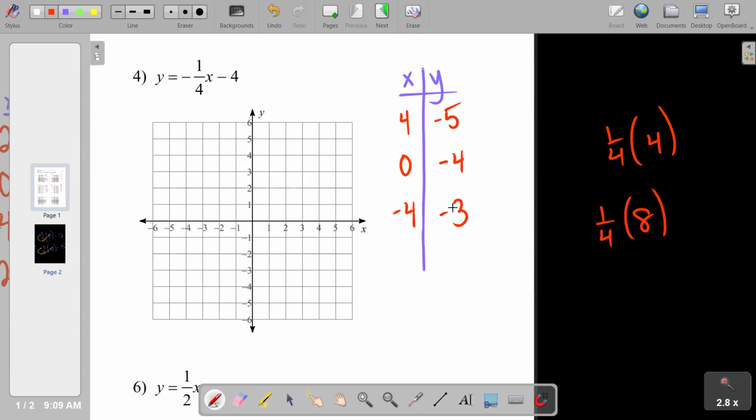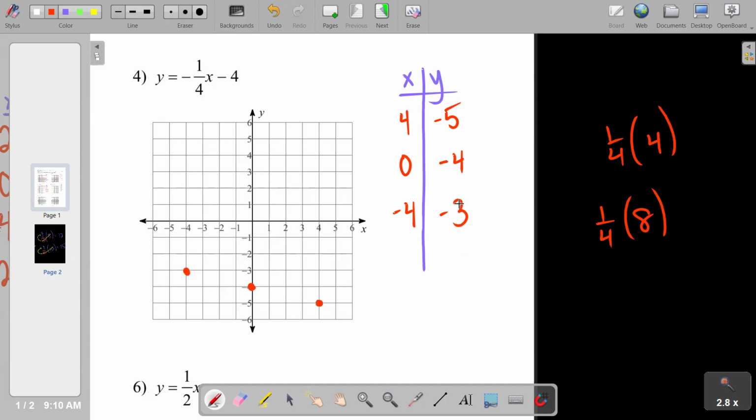How do I get to the point 4, -5? Right 4, down 5. I'm going to get you using these proper words confidently in the right order. How do I get to the point 0, -4? Down 4. Don't have to say down -4. How do you get to the point -4, -3? Left 4, down 3.